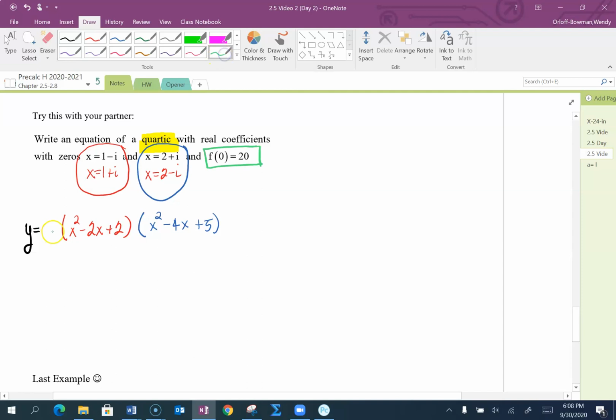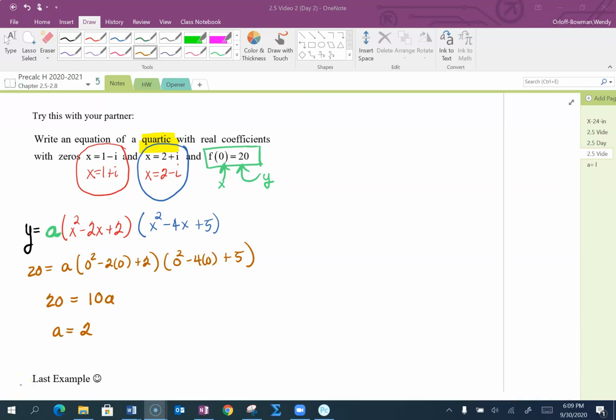What that means is we've got to find that a value out in front. And we're going to use the fact that we have x is 0 and our y is 20 is essentially what we have. And so we're going to go ahead and plug the information we have in. And we're going to solve this for a. Go ahead, pause the video, solve for a. I get a equals 2.